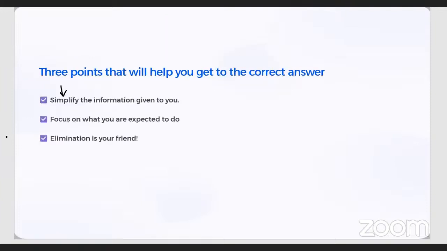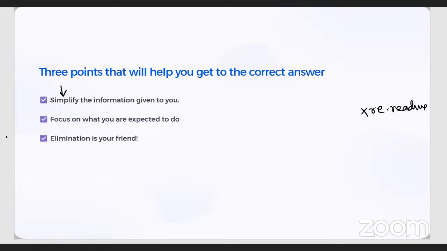Number one, I've said this already, simplify the information given to you. If you'd like, you can use a scratch pad. Now in the GMAT, please keep in mind, they will give you a scratch pad to do your scratch work on. So that is available. So, it's a good idea for you to use the scratch pad and simplify the information as much as you can. This helps you avoid rereading.